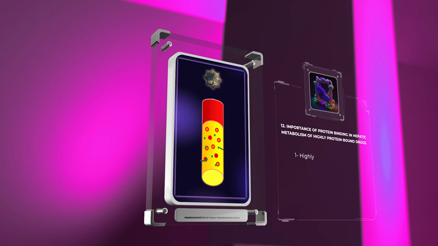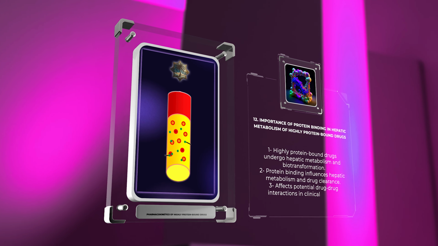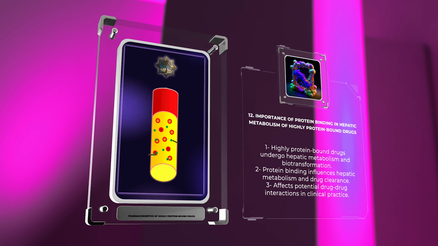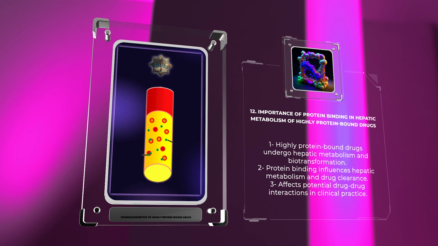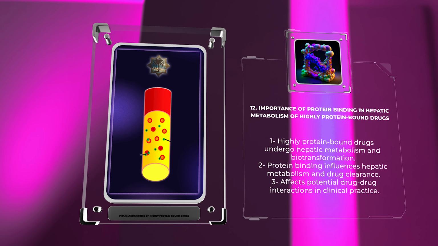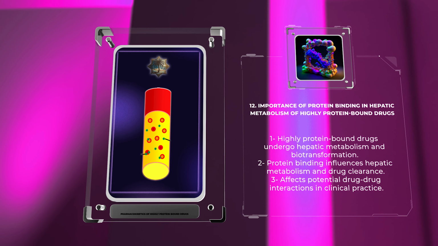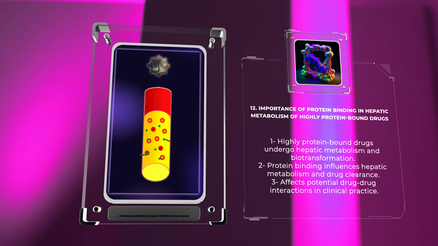Highly protein-bound drugs may undergo hepatic metabolism and biotransformation. Protein binding influences the rate and extent of hepatic metabolism, ultimately affecting drug clearance and potential drug-drug interactions. Understanding the interplay between protein binding and hepatic metabolism is crucial in clinical practice.